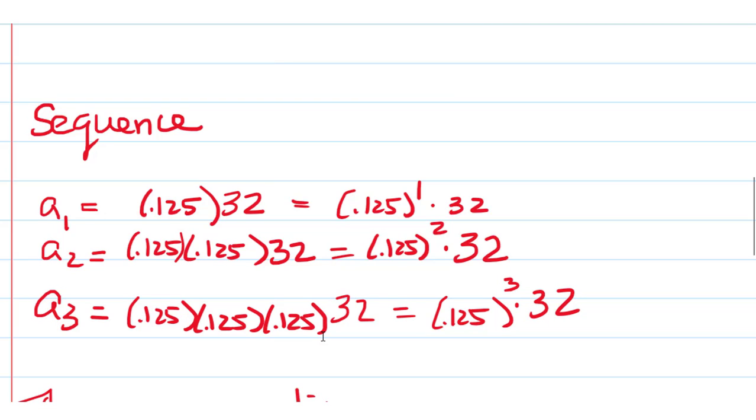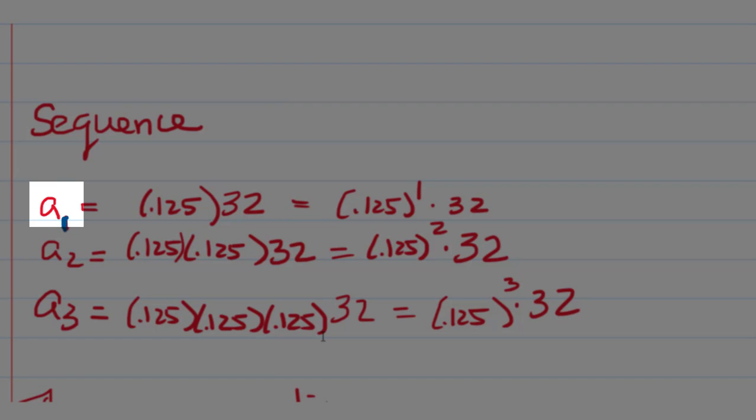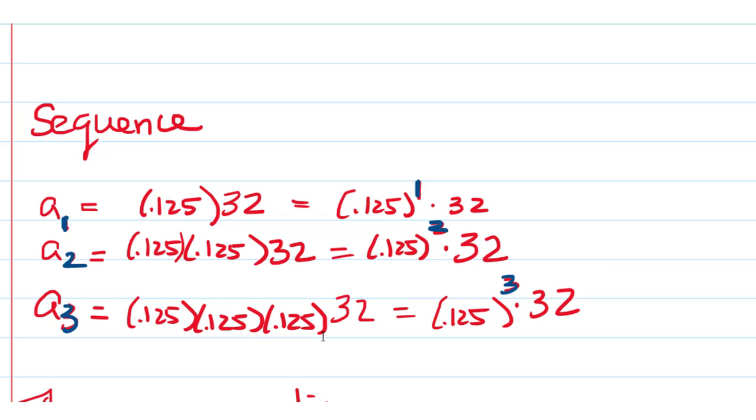And in each case, if you write this in exponential form, you'll notice that a sub 1 had a 0.125 to the first power. A sub 2 had a 0.125 to the second power. A sub 3 had 3 copies of 0.125, or 0.125 to the third power, being multiplied by 32. When we have this pattern where we're multiplying by the same value over and over again to get the next term in the sequence, that value is called a common ratio. And you know you have a geometric sequence.